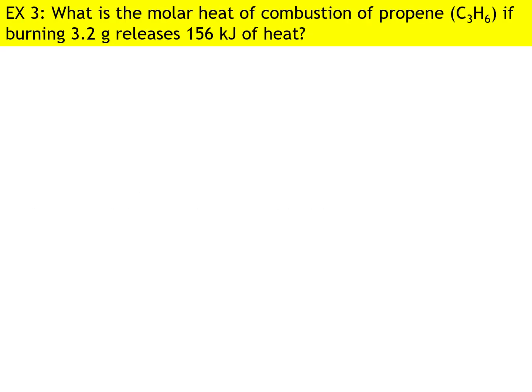All right, so another example, with a slightly different approach. It says, what is the molar heat of combustion of propene? So that's C3H6, it has 1 double bond in it, if you feel like drawing it. If burning 3.2 grams of propene releases 156 kilojoules of heat.